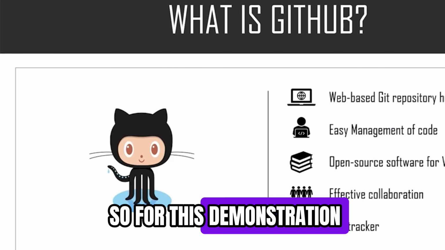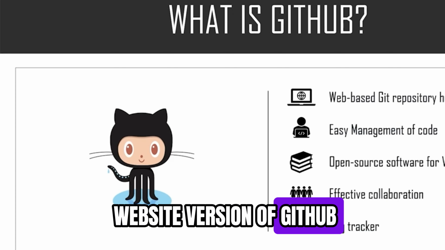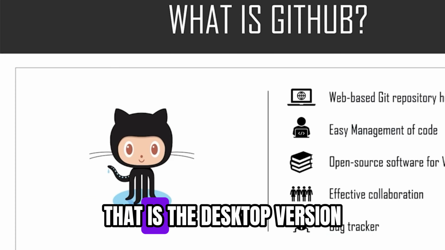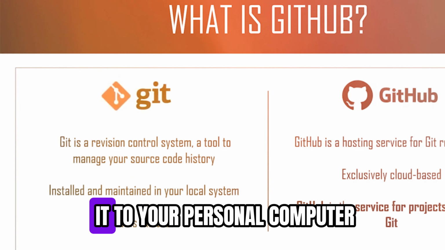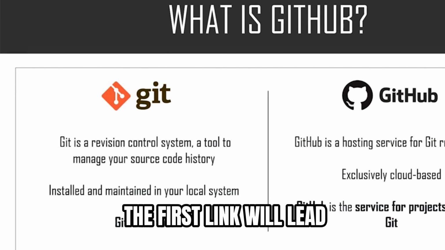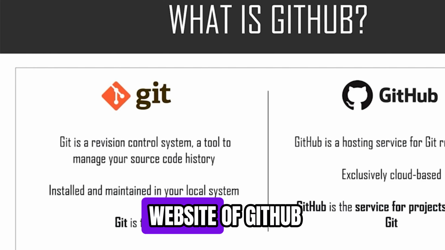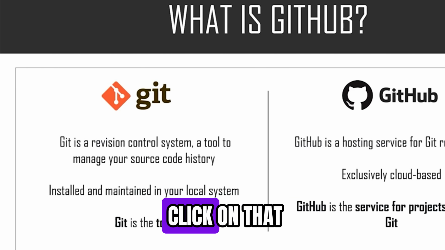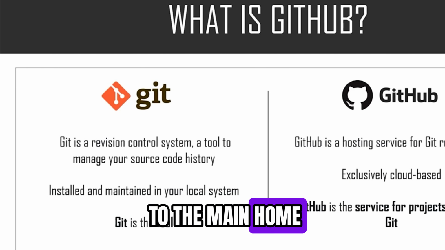So for this demonstration, we're working on the website version of GitHub. There's another version of GitHub that is the desktop version, which you can download to your personal computer. So we're simply going to search for GitHub in our search engine. The first link will lead you to the official website of GitHub. So I'm going to click on that. This will redirect me to the main homepage of GitHub.